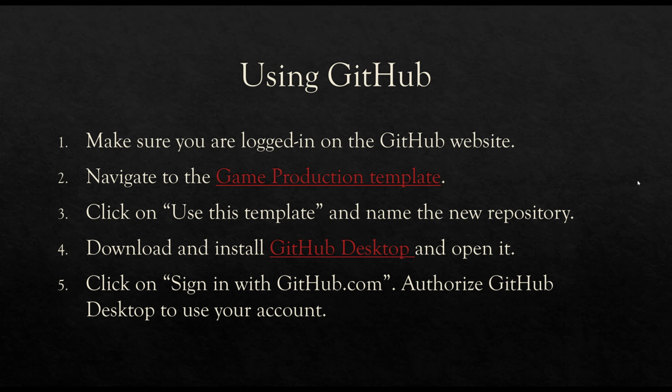So if we come back over here, we said we did these first 5 steps: navigated to GitHub, made sure we were logged in, step 1; navigated to the game production template, step 2; clicked on use this template, created a new repository, which of course we can name whatever. It's going to be based on the existing template, but we generally want to name a repository based on whatever the project is. If we don't already have it, download and install GitHub Desktop and open it.